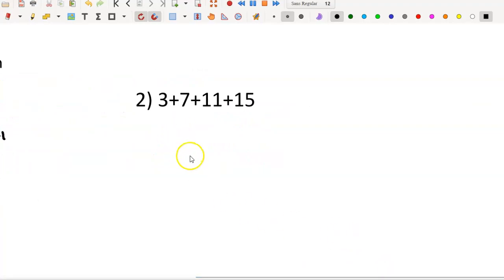All right, go ahead and give number 2 a shot. This looks like it's an arithmetic one. So try that out, see how it goes.